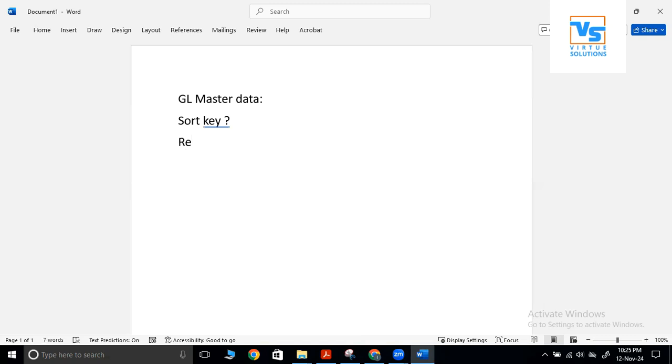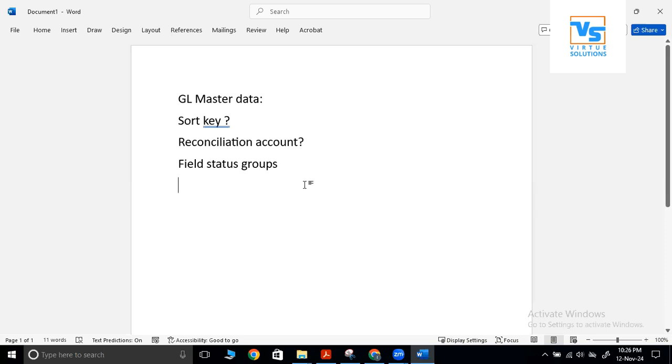What about reconciliation account? No, not about this also. What about the field, like a general ledger, like account receivable, payable? No, still we are talking about GL master data. Okay. What about field status groups? Field status groups, no. I didn't come across this also.